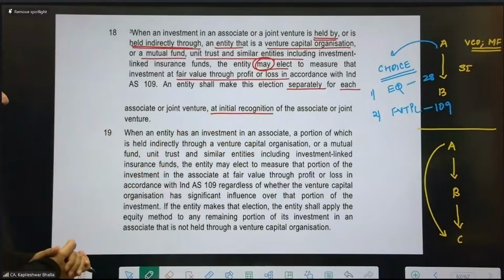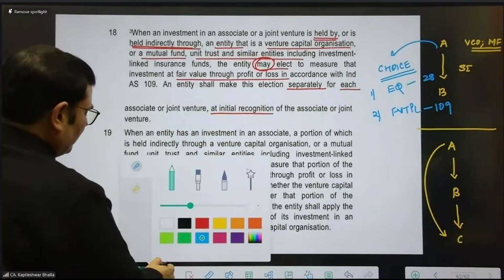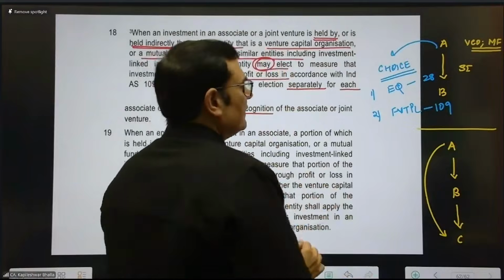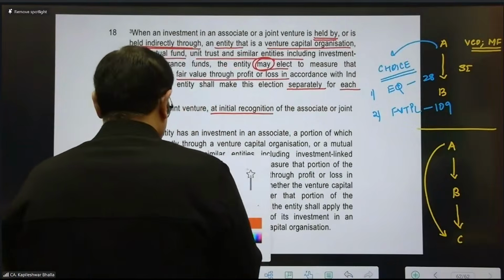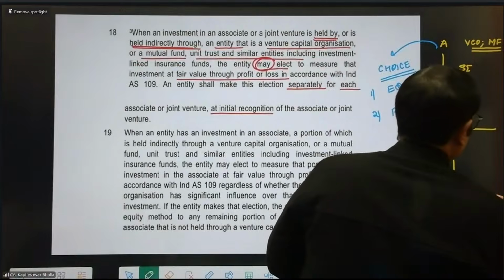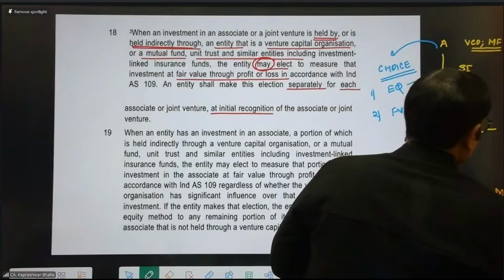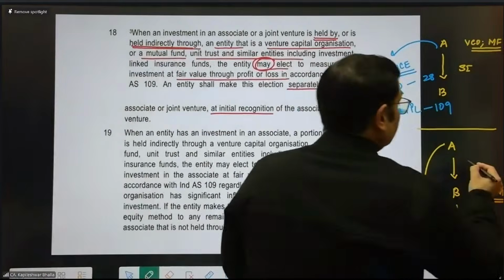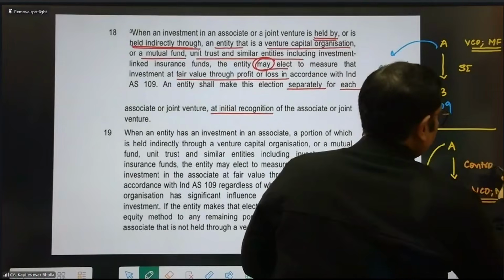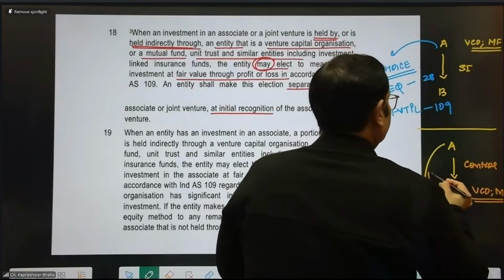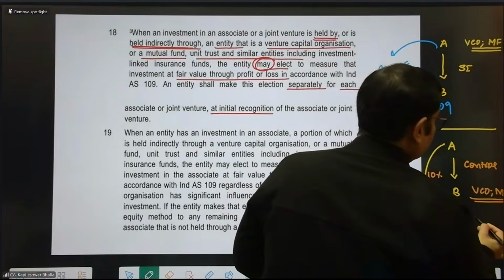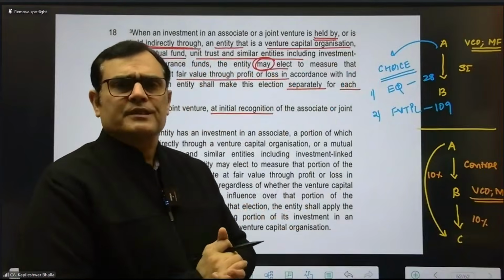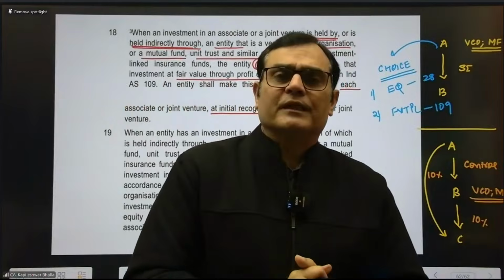Let's then go further. Now, before we come to para number 19, let's have a look at the other part as well. Let's consider in this particular case, B is supposed to be a venture capital organization or a mutual fund or a unit trust, not A. So let's say A has got control over B, and let's say A has got a 10% stake in C and B has got a 10% stake in C. So C becomes an associate in this particular case.